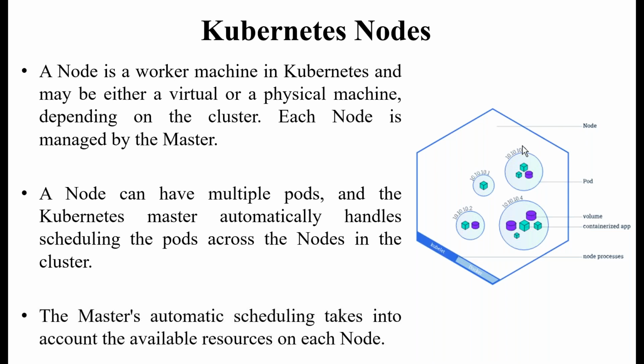And the master's automatic scheduling takes into account the available resources on each node. As we were trying to understand, the scheduler service is going to launch the pods on the basis of the available nodes and system-related resources. Here are two keywords from the application point of view: one is the nodes and the second one is the pods. And the third kind of resource available to deploy that application is the replication controller or replication set.